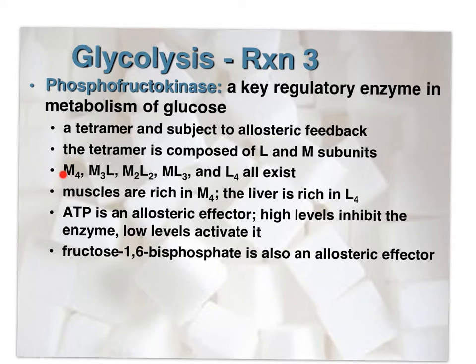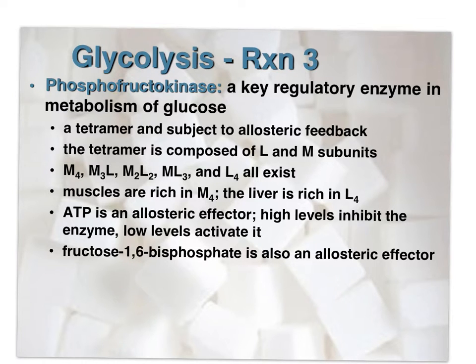The M isoform is M for muscle and L is for liver, but you can have all varieties of these mixtures together from M4 to L4, and they just have slight differences in how they are regulated. So some of them are going to be more active than others, or more active under certain conditions or inhibited under certain conditions versus others.